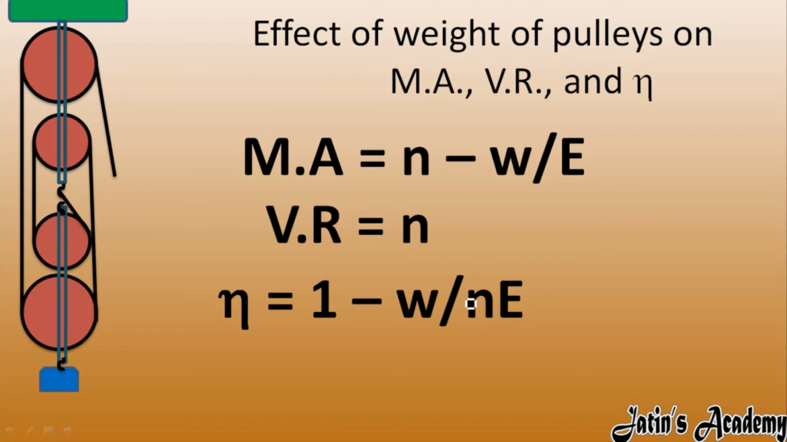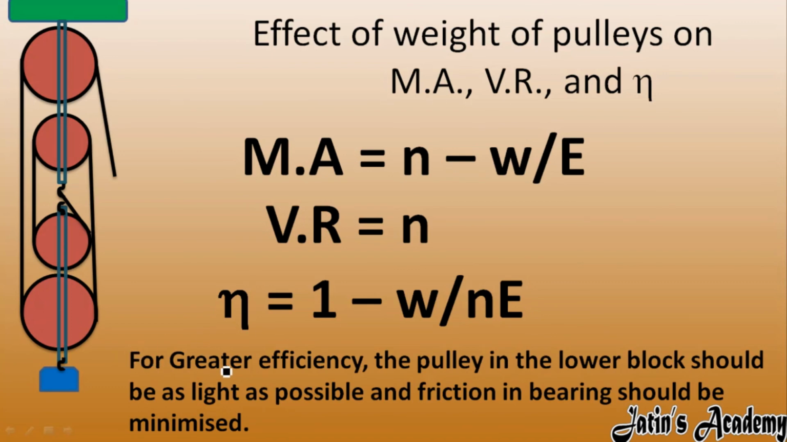Now when you want to increase the efficiency, for greater efficiency, the pulleys in the lower block should be as light as possible and the friction between them should be minimized. Then only are we able to get more efficiency for a block and tackle system. Clear?